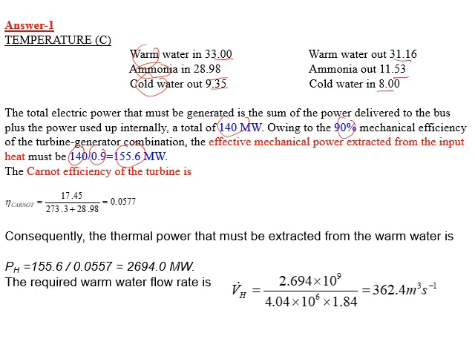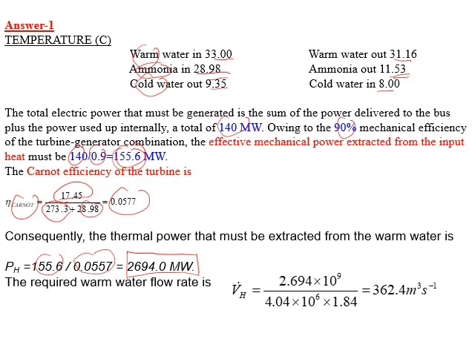Now let me find first the Carnot efficiency. Okay, Carnot efficiency is delta T, the difference between the heat exchanger ammonia temperature, divided by the hot temperature plus 273. It gives me around 5.7%. Now if I divide the mechanical power produced by the Carnot efficiency, it tells me how much heat energy, how many megawatts of power, I got from the surface of the water.